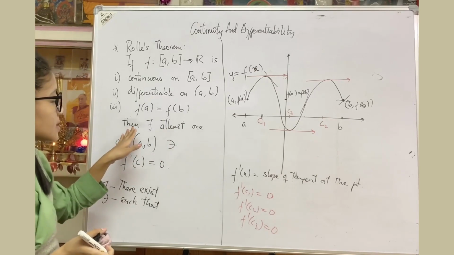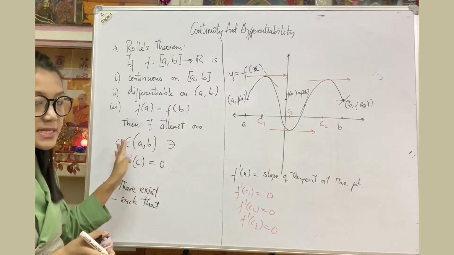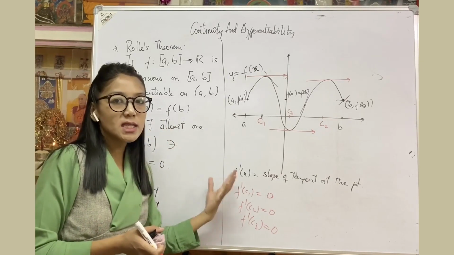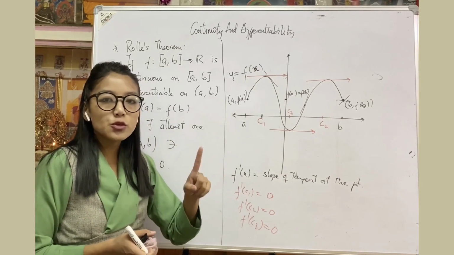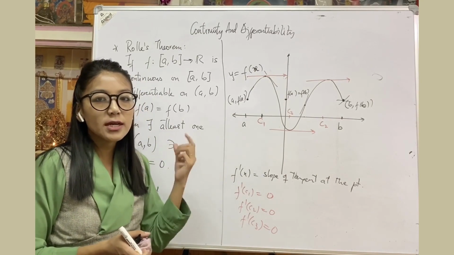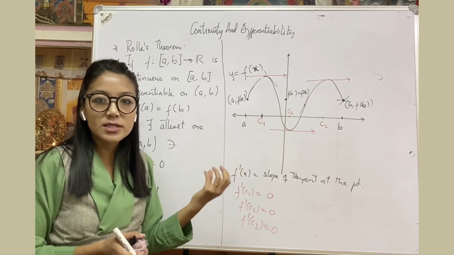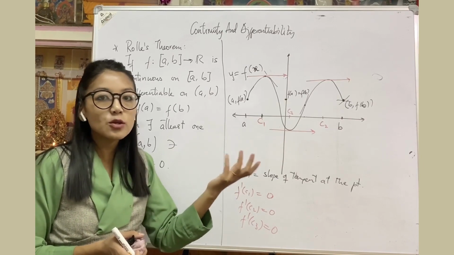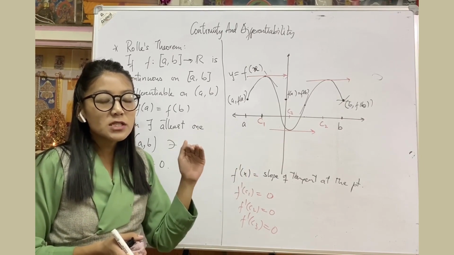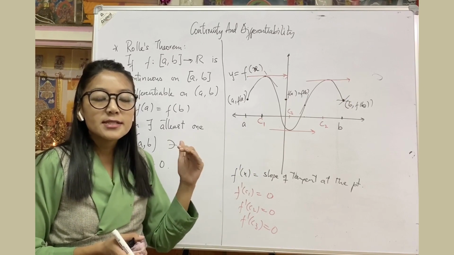In the statement it is stated at least 1 c. So even if you don't get 3 c's every time, at least you will get 1 c at which the derivative will be equal to 0, because derivative means it is the slope of the tangent. So the line which is parallel to x-axis, its slope is 0.